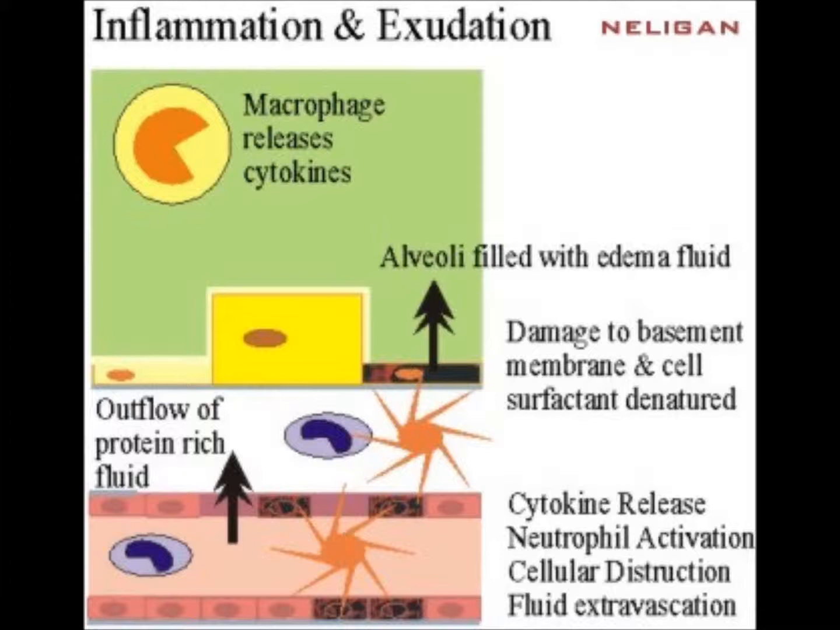Hypoxemia and the stimulation of juxtacapillary receptors in the stiff lung parenchyma initially cause an increase in respiratory rate, decrease in tidal volume, respiratory alkalosis, and an increase in cardiac output.